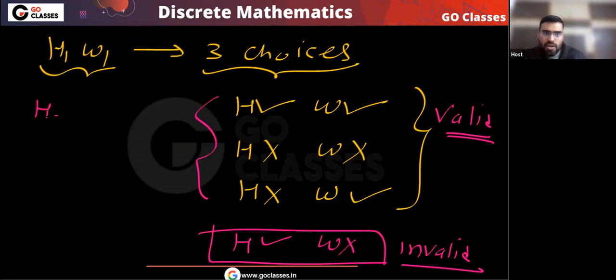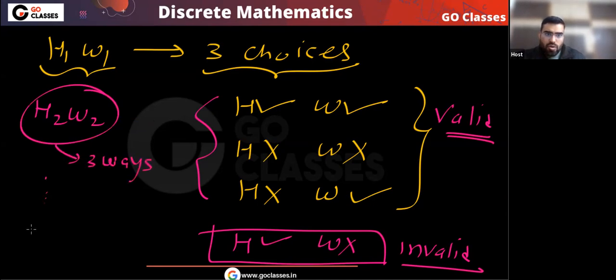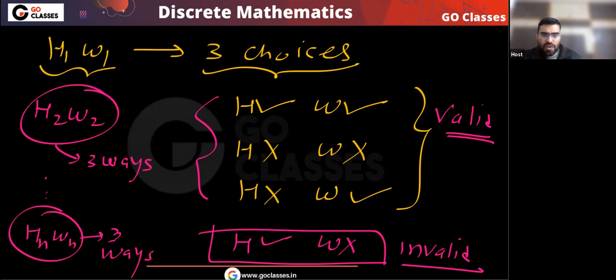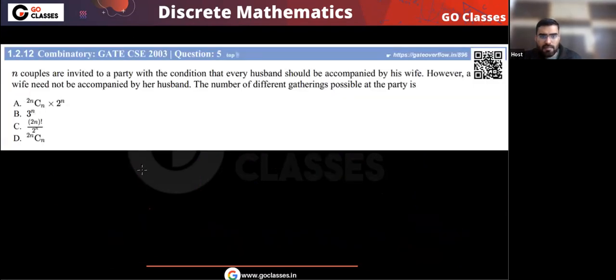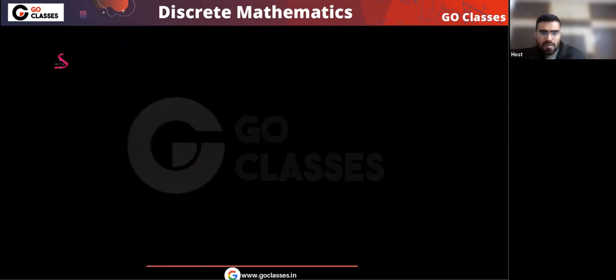So H1W1 has 3 choices. H2W2 has 3 choices. Okay, like this. So this has 3 ways, and so on, up to HnWn. This also has 3 ways. Every couple has 3 ways. So finally the answer will be 3 power n. So 3 power n is possible.